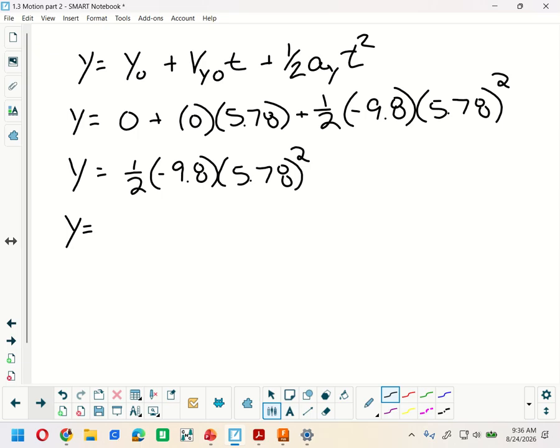What'd you guys come up with? 160 what? Point 0. What are my units? Just meters, because this is the height of a cliff, isn't it?